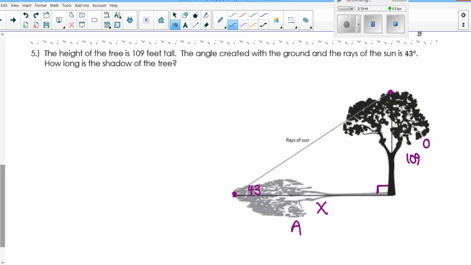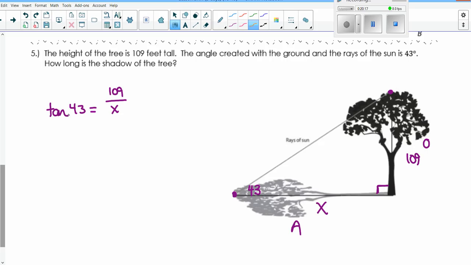Okay, so let's see how you did. You're going to need to use tangent since you have opposite and adjacent. Remember, tangent never uses the hypotenuse. So tangent of 43 degrees equals my opposite side, which is 109, over my adjacent side, which we called x. Okay, now, just because I have a 109 here does not mean I can multiply or divide by 109. That will algebraically not be correct. The only thing you can ever do with the fraction is get rid of the denominator.